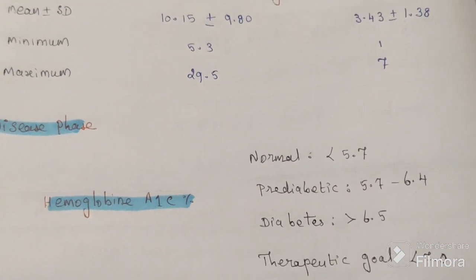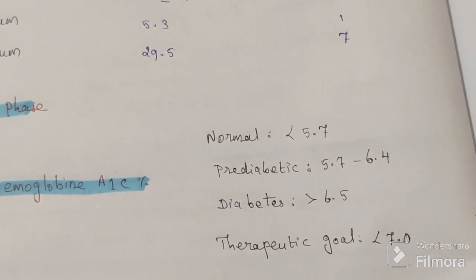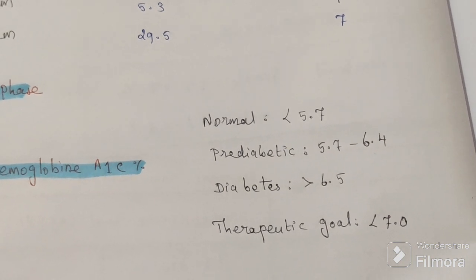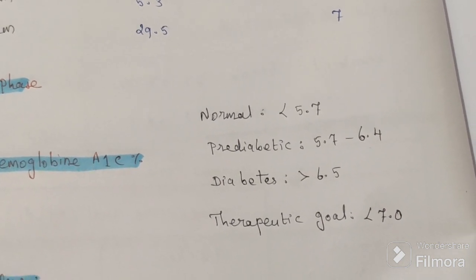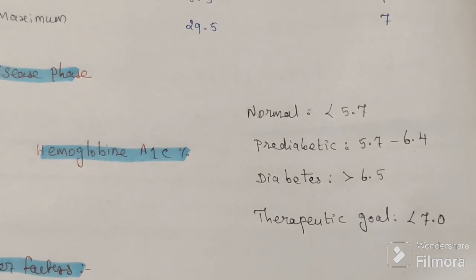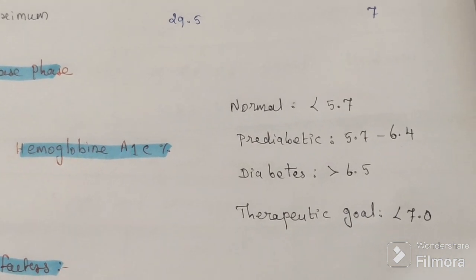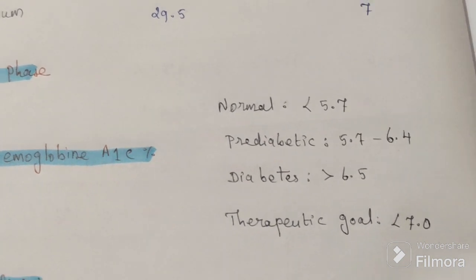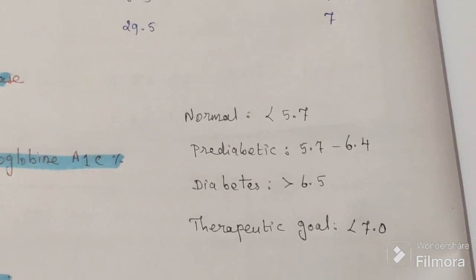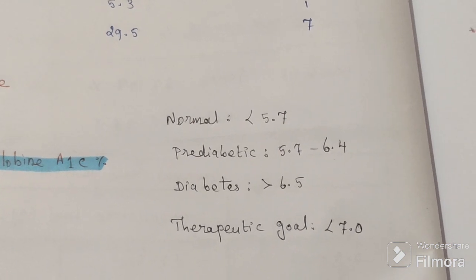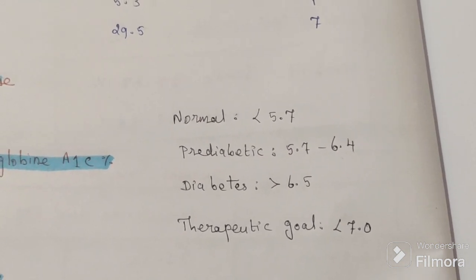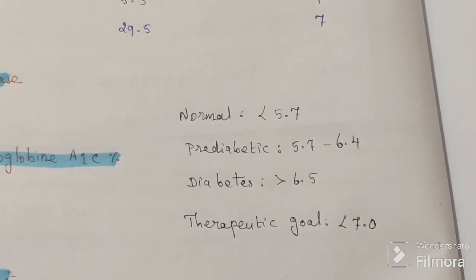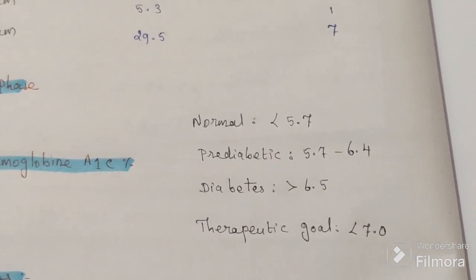Next, disease phase. The normal range of some internal factors is defined as a function of disease. For example, hemoglobin A1C, to determine the blood glucose level in the last 3 months in diabetes, is defined for normal people, pre-diabetic, or diabetic, or good control.